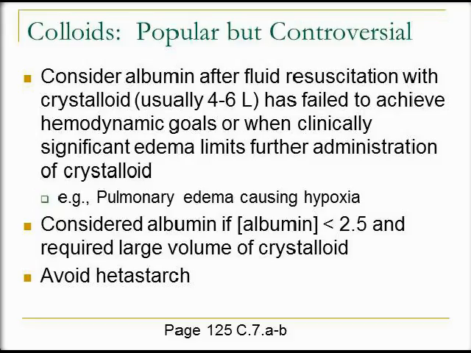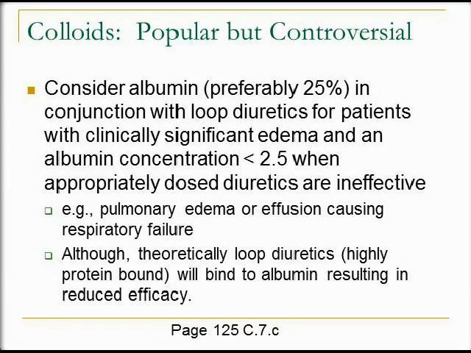So maybe they're having pulmonary edema and it's making it difficult to oxygenate that patient. And that might be an opportunity where you would think of albumin. You might also consider albumin if a patient has a low albumin concentration, although we know that this fluctuates with stress, and they have required a large volume of crystalloid. You should avoid hetastarch, like I said, because of the risk of kidney injury and increased mortality.